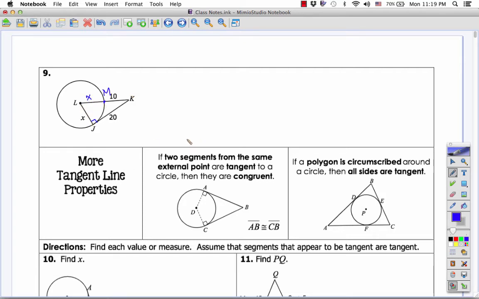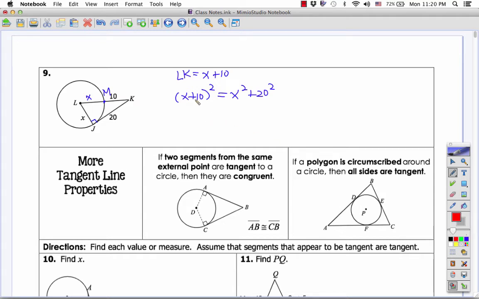All the radii are exactly the same length. So if LJ is X, this has to be X. Therefore, LK equals x plus 10. That's the total length of the hypotenuse in triangle LJK. So now we have the hypotenuse. We just need to square it, and then we have the other 2 legs squared. Okay? So again, it's Pythagorean theorem. And here, let me write it on this side.